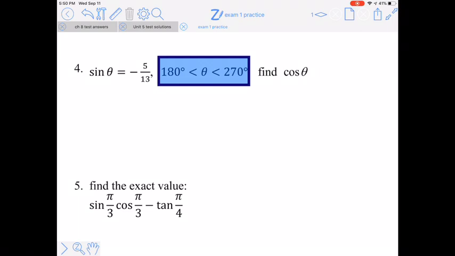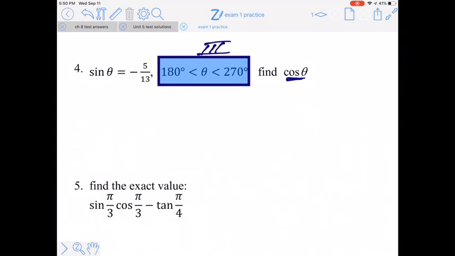Quadrant 3. Why would that be good information to know? Which one is positive or negative? So in quadrant 3, if we remember, quadrant 3 is tangent or cotangent. So already we're thinking, all right, if we're doing cosine, but it's in quadrant 3, should my answer be positive or negative? Negative. Answer should be negative because we're in quadrant 3 and we're doing cosine. So whatever answer you get, just make sure it's negative.